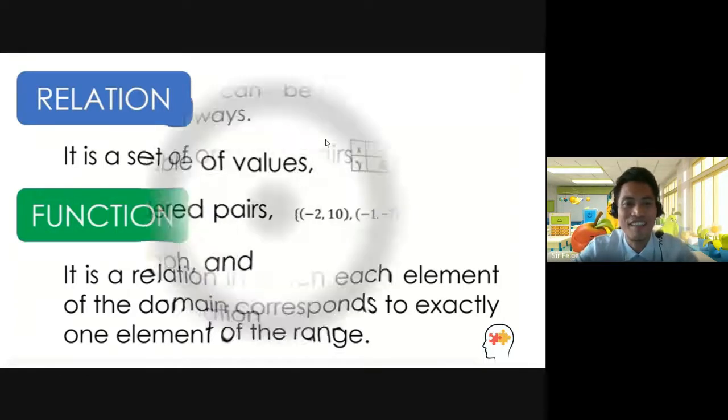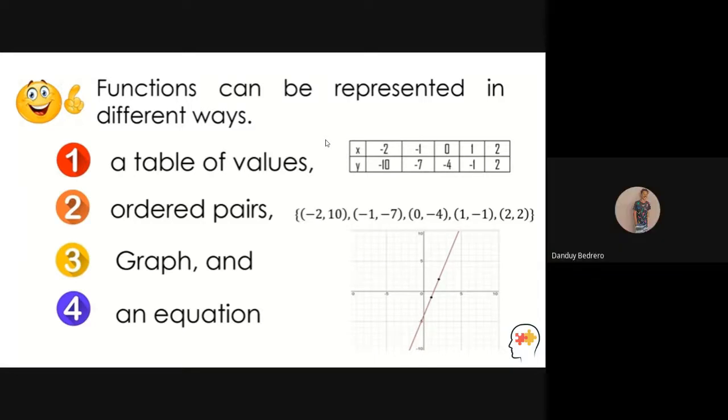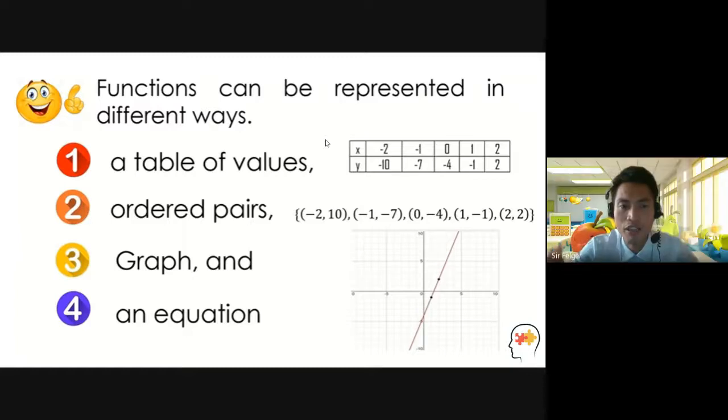Alright? Now, a function can be represented in different ways. First one is table or tabular, a table of values like this one. The other one is ordered pairs. Okay, set of ordered pairs. And then we can also identify functions by its graphs and equations.